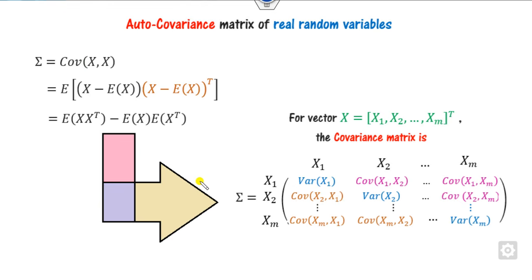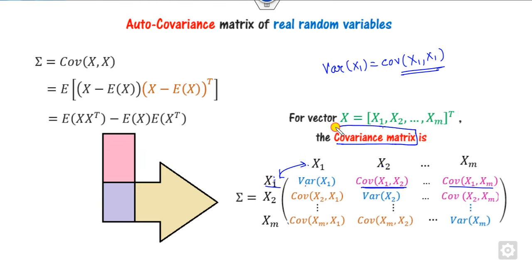Or more generally, if you have m vectors, you can write like this: x1 and x1, that's the same thing. So we can write variance of x1, this is nothing but the covariance of x1, x1. Covariance of x1 and x1 is nothing but the variance. What is the covariance of x1 and x2? That is here, covariance of x1 and xm is this, and so on. Since this is the matrix related to the covariance, that's why this is called the covariance matrix.